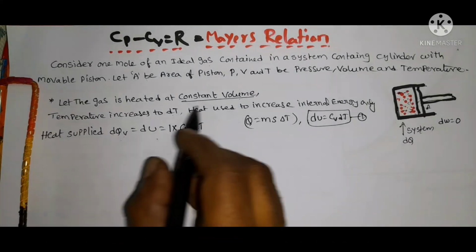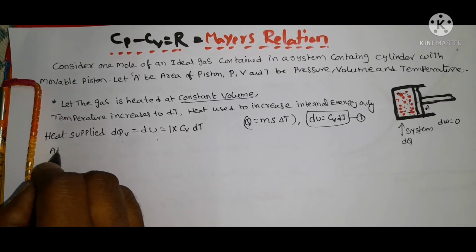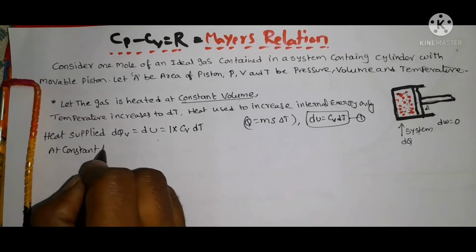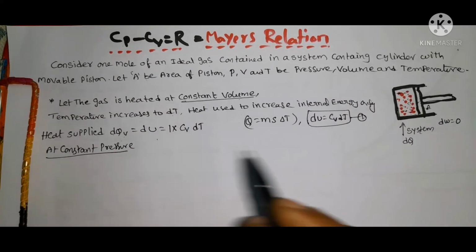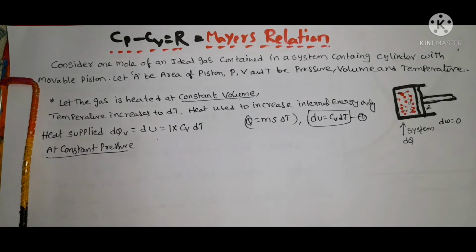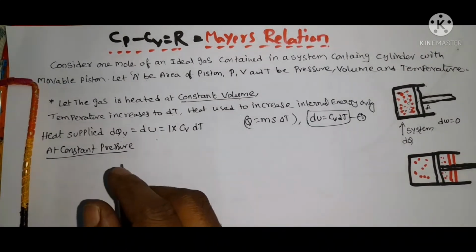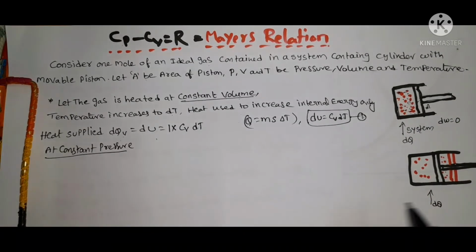Now apply this at constant pressure. What happened? Now at constant pressure, same here, I am using the same one. So at constant pressure, heat supplied to the system is dQ at a constant pressure.